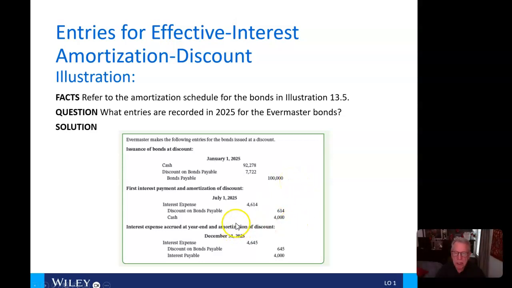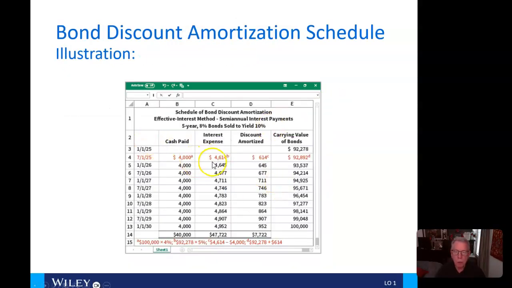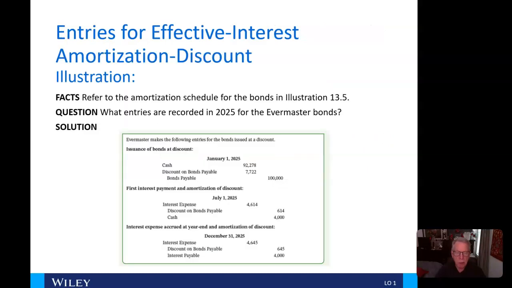Now, the first interest payment, we're going to reflect we've credited cash for $4,000, but our interest expense is $4,614, which you will see is right off of the bond discount amortization schedule here. And so that difference is $614 as a credit. And then in December, it's slightly different, again, right off of the Excel spreadsheet we just looked at.